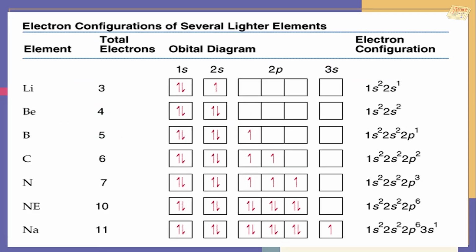So here are some examples. You have here lithium, and the total number of electrons. If you count the arrows here, it gives us 3 electrons. So the electron configuration we have here is 1s2, 2s1. Okay, we have beryllium, boron, carbon, nitrogen, neon, and sodium.